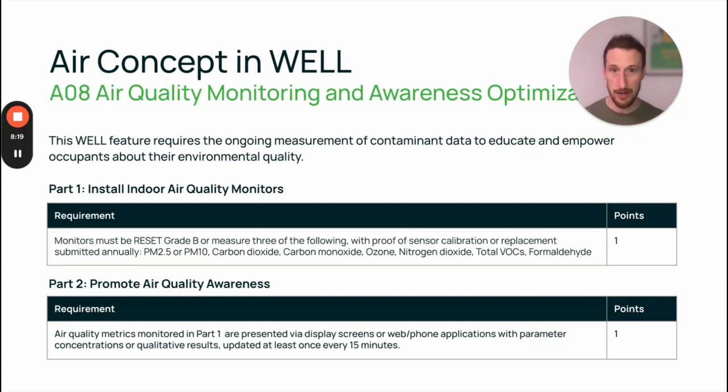A08 is all about air quality monitoring and awareness, and this is the last feature that you can get points for within the air concept. And this is really just specifically about measuring air quality and then presenting data to help occupants understand their indoor environment. So if you've deployed continuous monitors that measure enough of the parameters, if you've gone for any of the other ones, for example, A01, using continuous monitors, you will automatically be meeting the requirements for part 1, right? Because you will be measuring enough of these parameters anyway. And you do need to regularly calibrate your sensors, but again, that's a requirement for A01 as well.